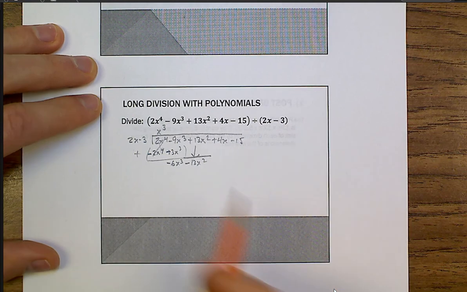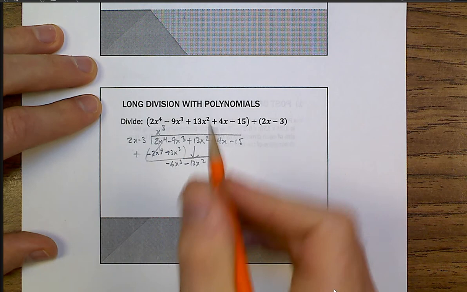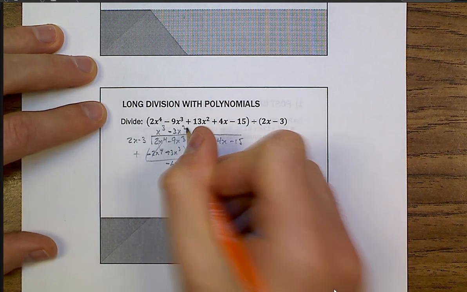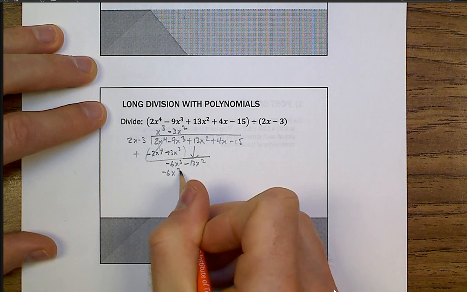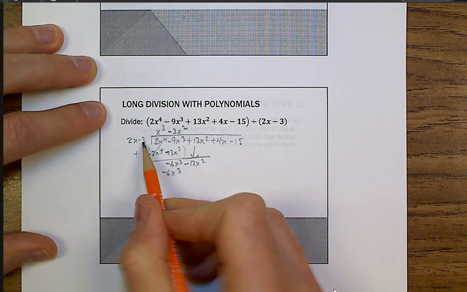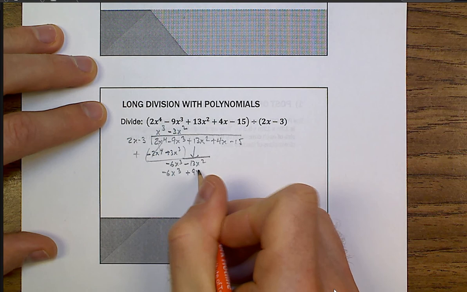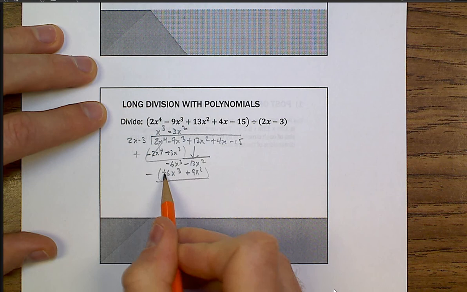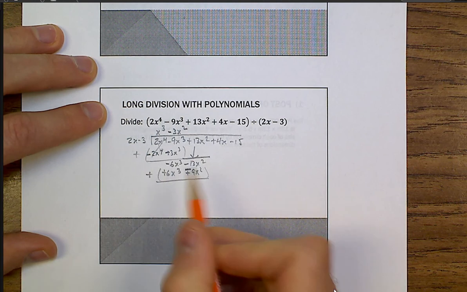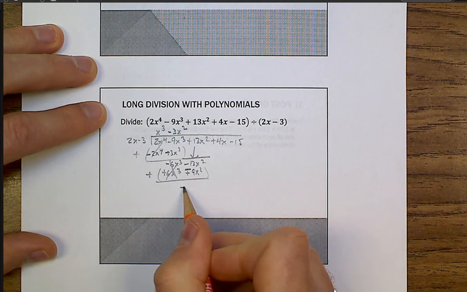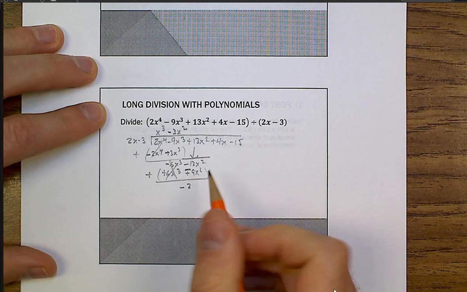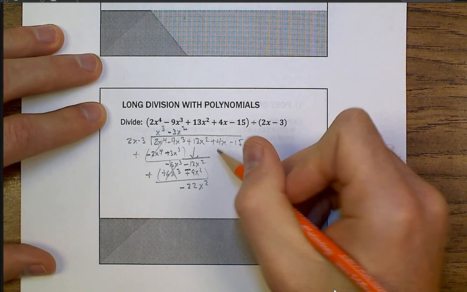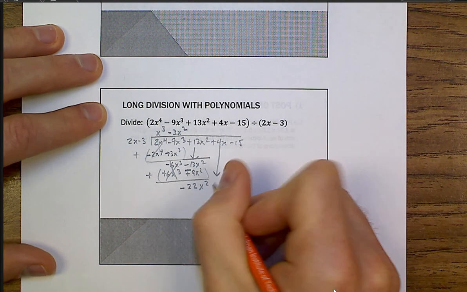What times 2x gives you negative 6x cubed? That'd be a minus 3x squared. So that's minus 6x cubed. Negative 3x squared times a negative 3 would be a positive 9x squared. Minus sign, run it through, add them, cancels out. I get a negative 22x squared. Okay. Bring down the 4x, positive 4x.